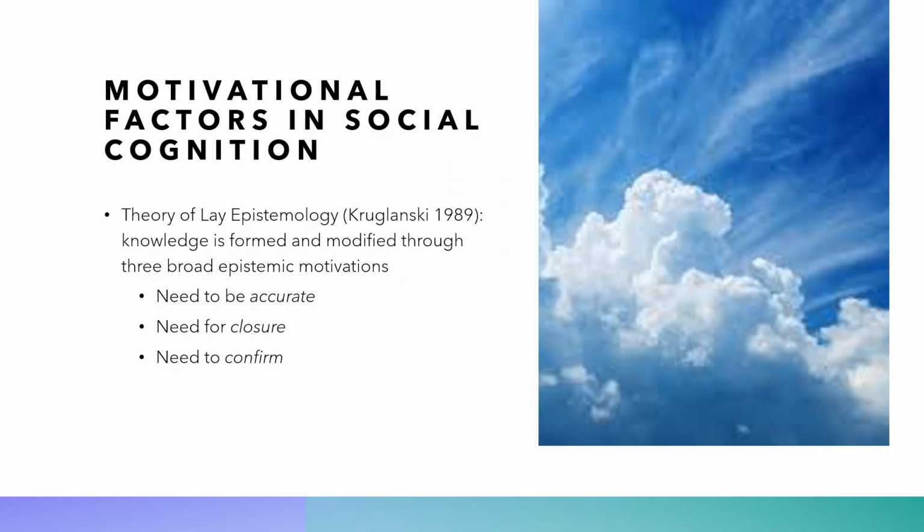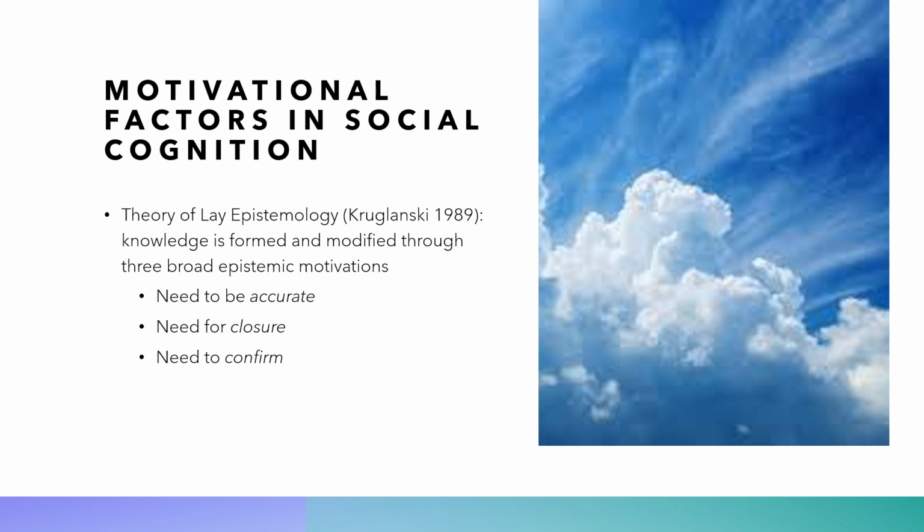So next, let's start discussing the why of social cognition. What are the motivating factors that guide us in taking in this information and organizing it? First, let's talk about the theory of lay epistemology. So this theory was introduced to understand how people form knowledge and then modify their knowledge of the world.